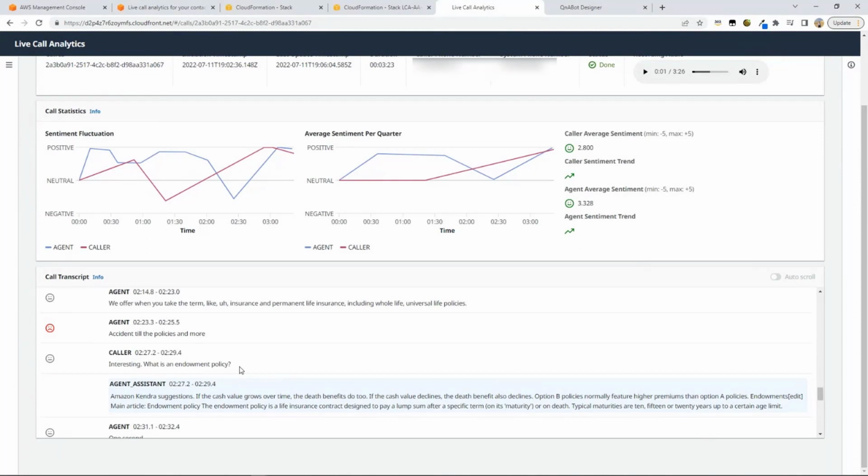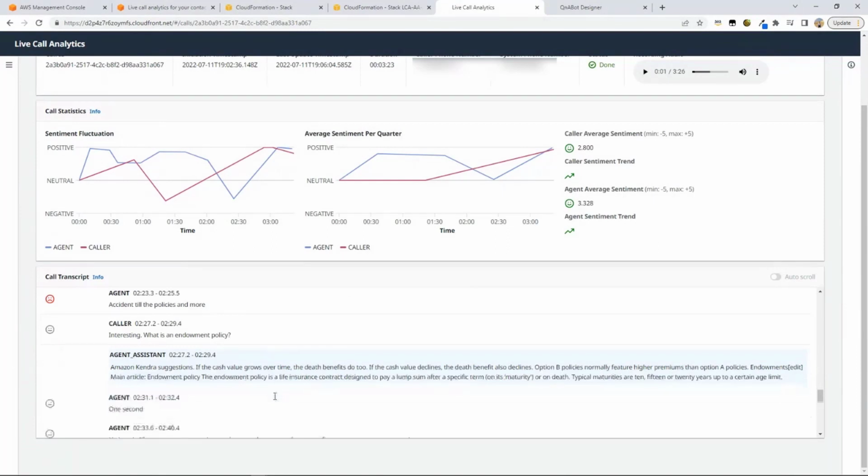So here we were able to send the user's question to Kendra and get a very high confidence answer back. Here is an answer, in this case from a Wikipedia page, that tells me what an endowment policy is. Okay, and Babu is able to relay a summary of that information and answer my question. Okay, and that's pretty much the demo. I think we had one more little wrap-up message at the end, but that's the Agent Assist in action.